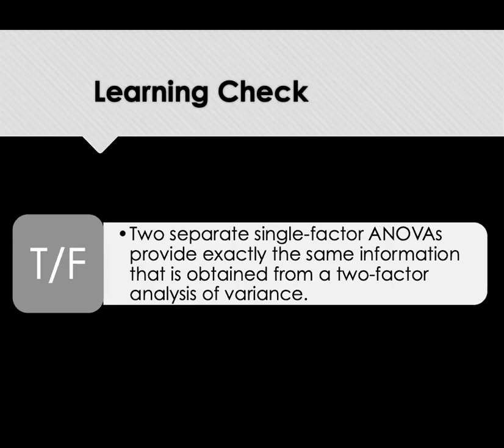True or false? Two separate single-factor ANOVAs provide exactly the same information that is obtained from a two-factor analysis of variance. So this is asking, what's the point of doing a two-factor ANOVA, right? If you've got two independent variables like anxiety and level of difficulty, why can't you just do two ANOVAs? Do one ANOVA for anxiety, do one ANOVA for level of difficulty. Wouldn't you get the same information that you would get if you did a two-factor ANOVA? True or false?